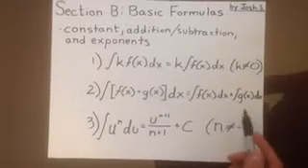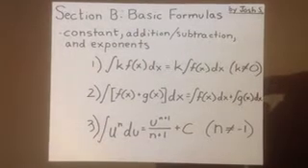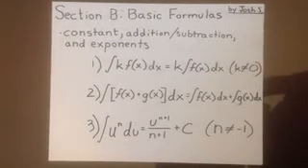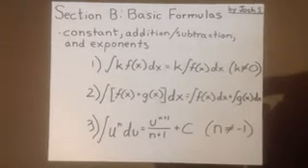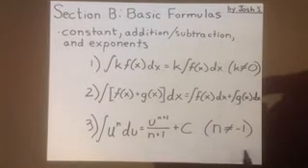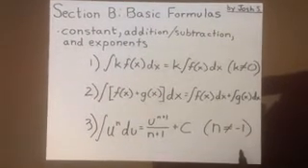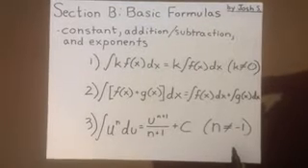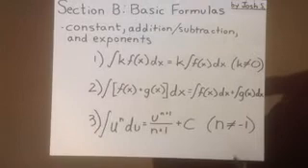And then number three, we have right here the integral of u to the n du, which equals u to the n plus 1 over n plus 1 plus c. And right here, take note that n cannot equal negative 1, as u to the negative 1 would also be equivalent to the integral of 1 over u du, which would actually be natural log u.